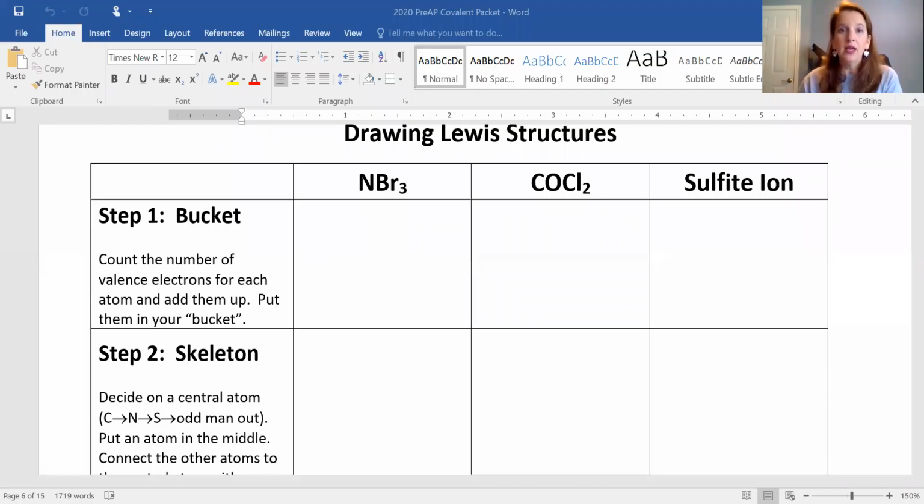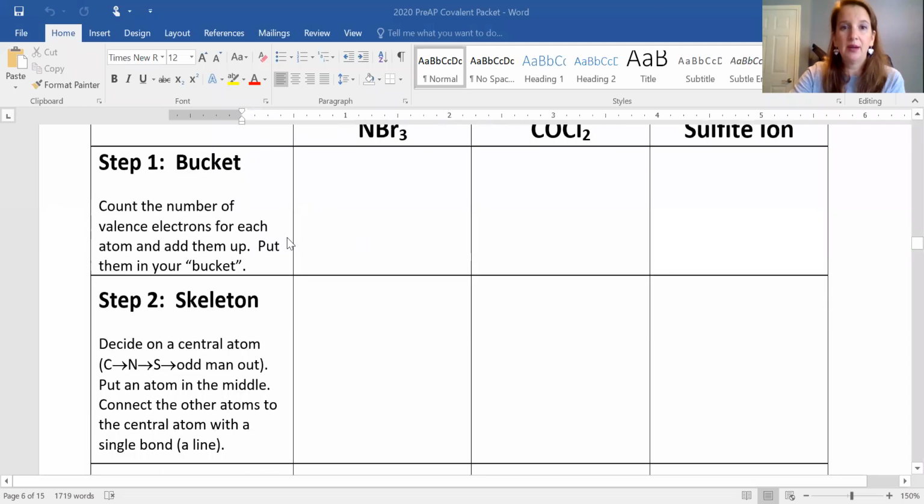So the first thing is the bucket. Like I said, it's very, very important. This is the most important step of drawing your Lewis structures. If you don't fill your bucket with the valence electrons, chances are you will draw your Lewis structure incorrectly. So fill your bucket. We're going to be drawing a Lewis structure for NBr3 to start with.